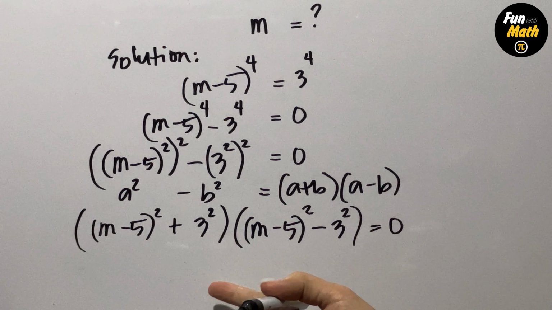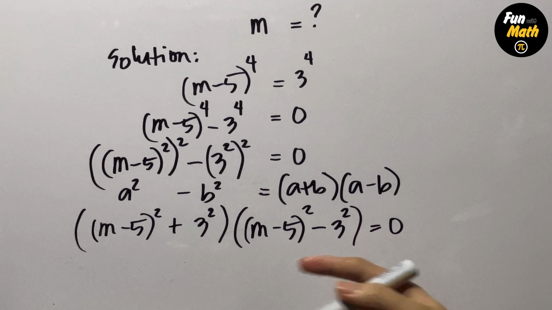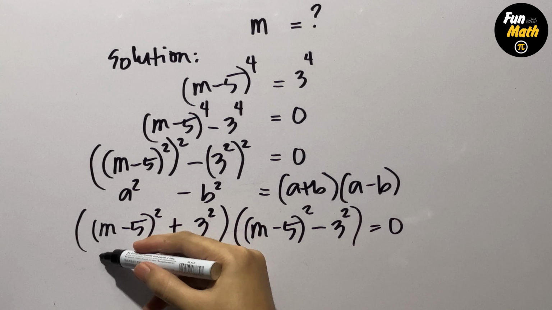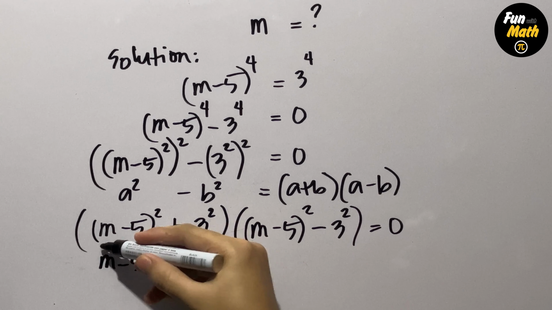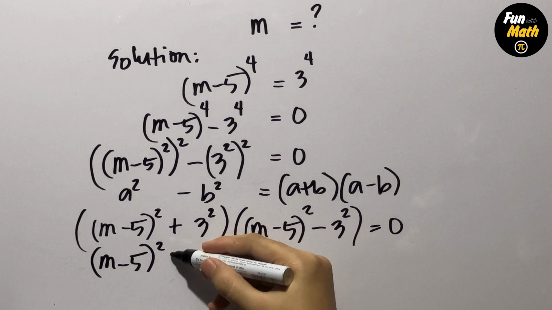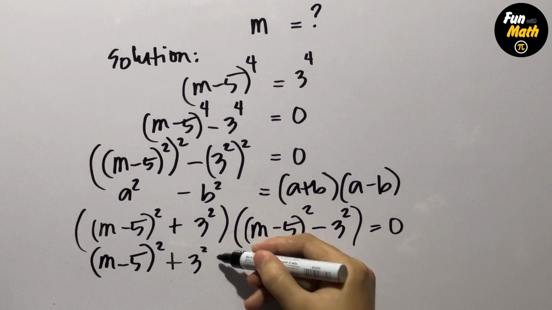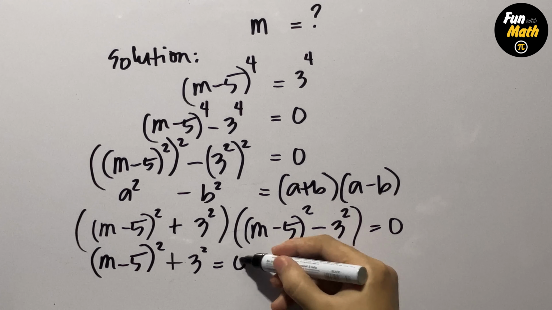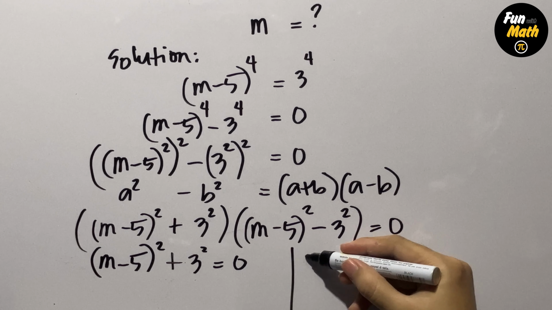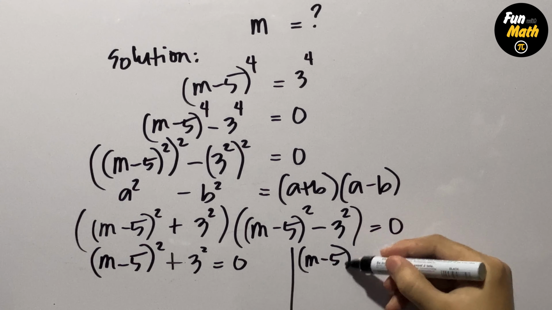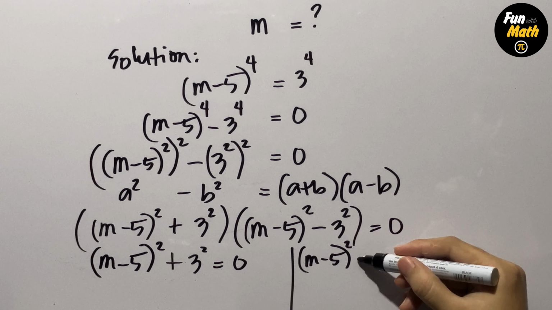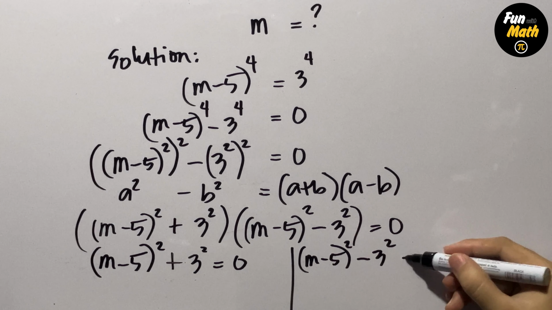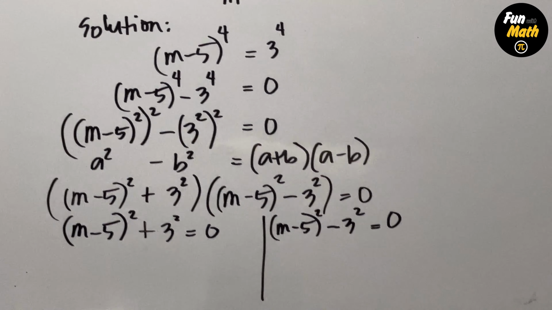Now, we can equate both factors to 0. So first, we have (m - 5)^2 + 3^2 is equal to 0. The other one is (m - 5)^2 - 3^2 is equal to 0.